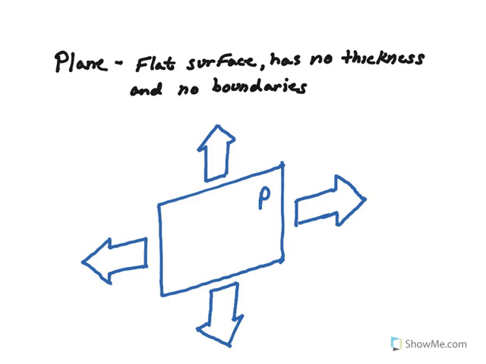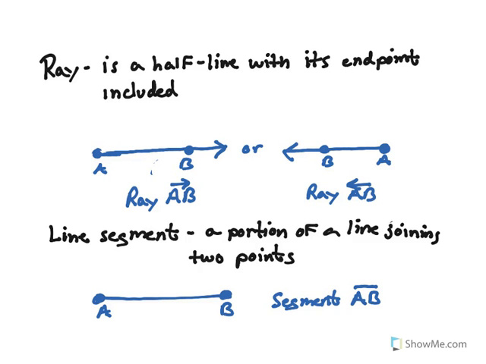Okay, now a ray is not a full line, it's actually half a line going in one particular direction. So we have 2 points on that half line. Half line means that it's going to start at one point and it's going to go forever and ever in one direction.